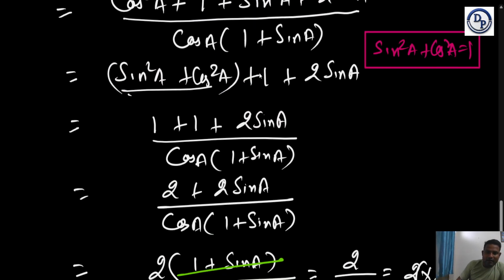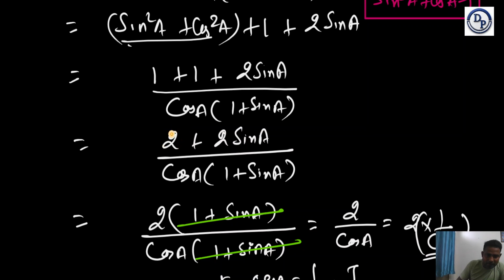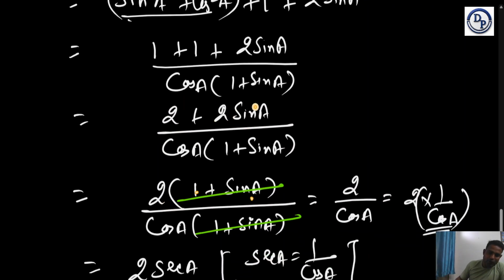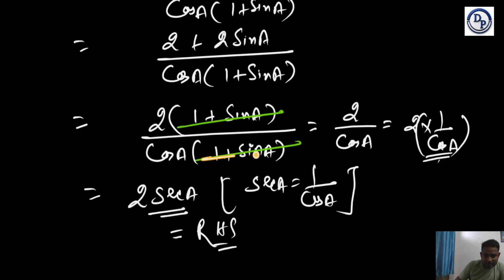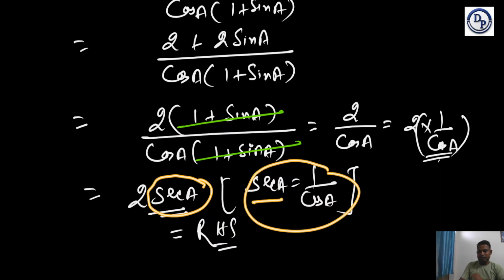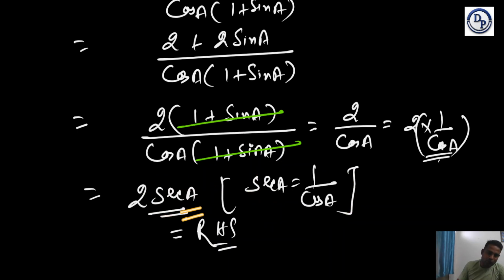Next step, I just added these two: 1 plus 1 gives us 2, and there is 2 sin a, and we left the denominator as usual. Now we can see that 2 is common in both terms, so I took 2 common, leaving 1 plus sin a, and in the denominator we have cos a times 1 plus sin a. We cancel and are left with 2 cos a. I can write this as 2 into 1 by cos a, or sec a, as we know sec a is the reciprocal of cos a. So this is what we have to prove in RHS.